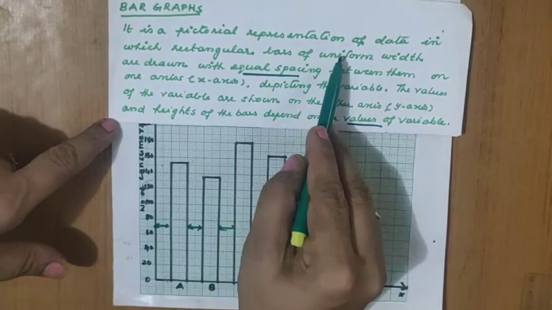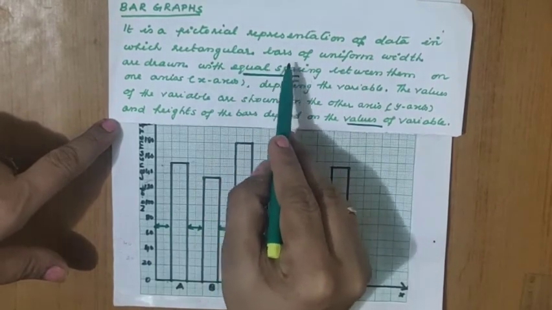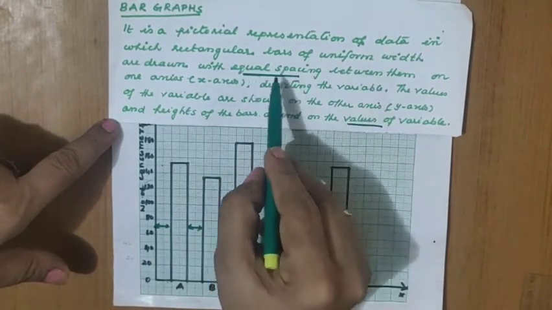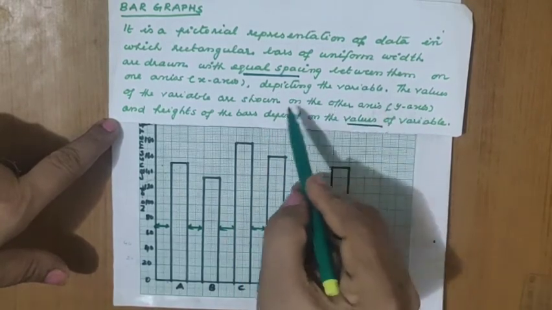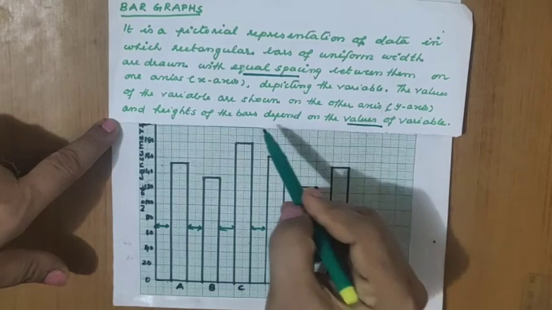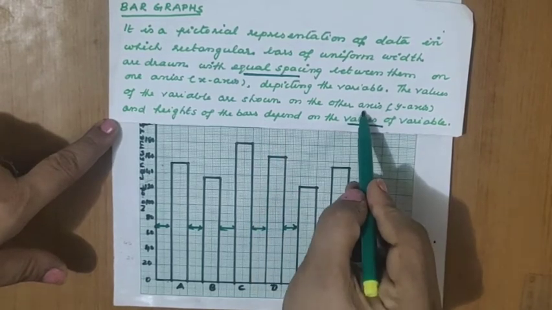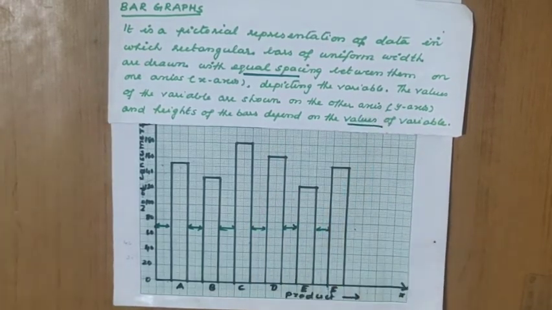So once again, a pictorial representation of the data with rectangular bars of uniform width drawn with equal spacing between them on the x-axis. The values of the variable are shown on the other axis, and the height will depend upon this value of the variable.